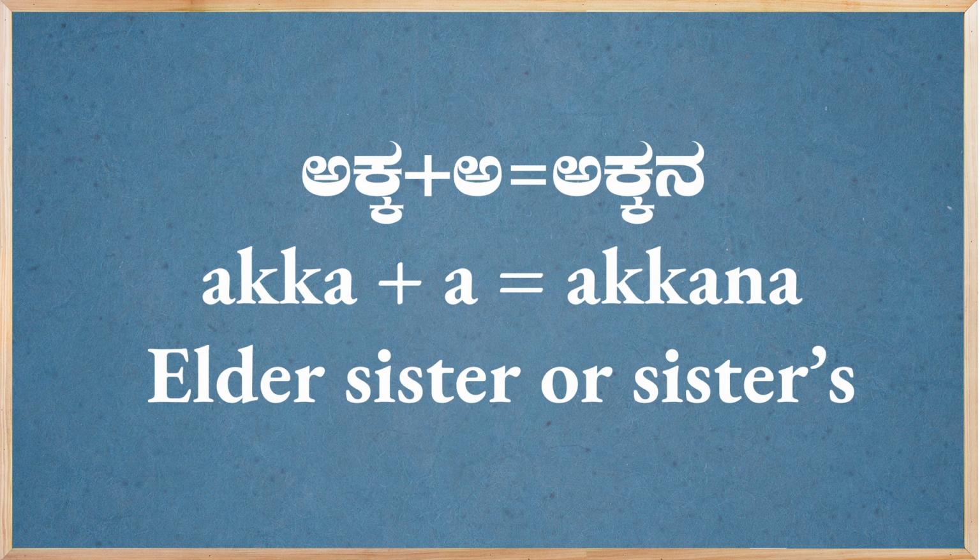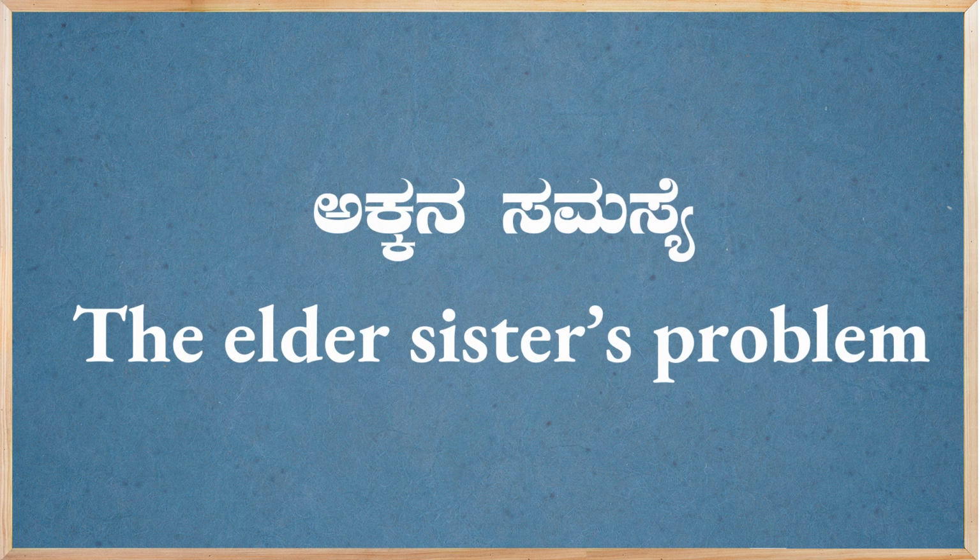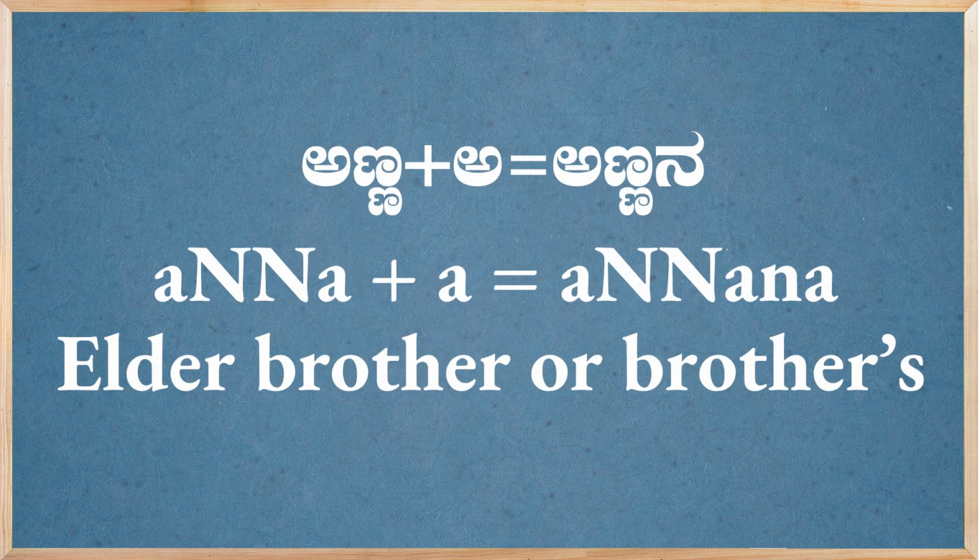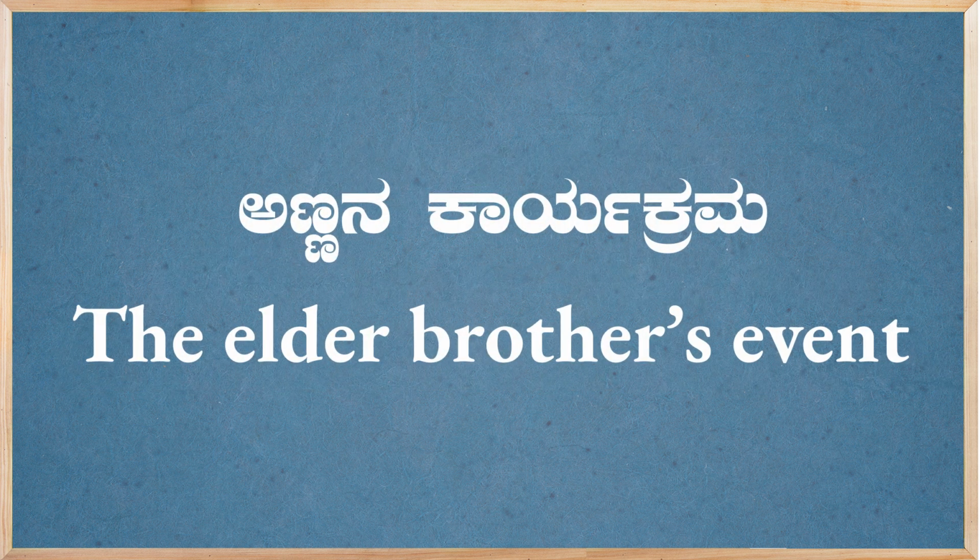Akka. Akka plus a becomes akkana. Akkana, which means of the elder sister or sister's. Example in a sentence: Akkana samasye. Akkana samasye, the elder sister's problem. Similarly, we have Anna plus a, which becomes Annana. Annana, which means of the elder brother's. For example, Annana karyakrama, the elder brother's event.